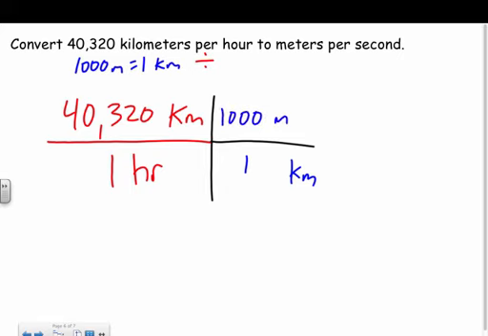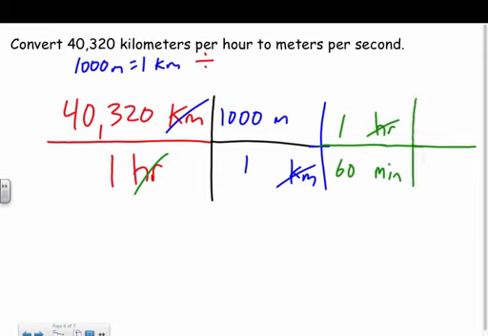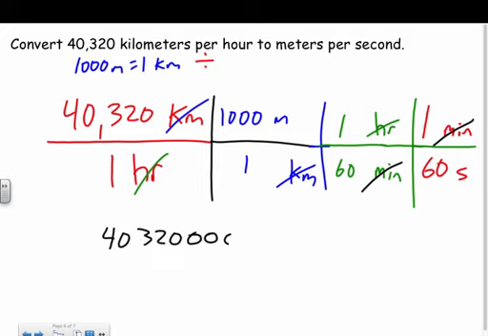How about hours and seconds? Well, I might need to go to minutes first. So I want to get rid of the hours, that goes on top. And how many minutes are in an hour? Well, 60. So now hours is gone, I'm into minutes. And now we want to go into seconds. How many seconds are in a minute? 60. So we have 60 seconds on bottom in 1 minute, because the minutes have to cross cancel. So now the minutes are gone. Then we multiply across. So 40,320 times 1,000 times 1 times 1 on top. That's pretty easy, I just take 40,320 and add 3 zeros. And then on bottom we have 1 times 60 times 60, which is 3,600.